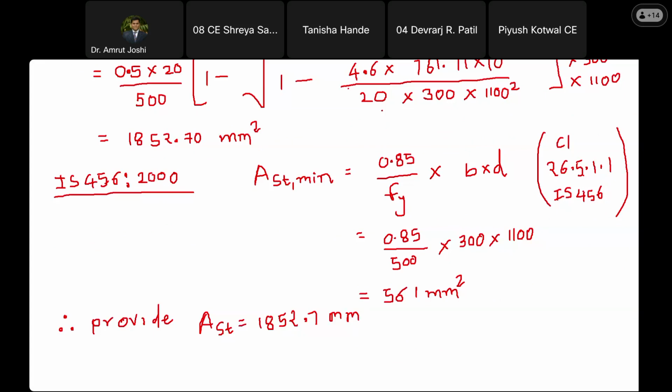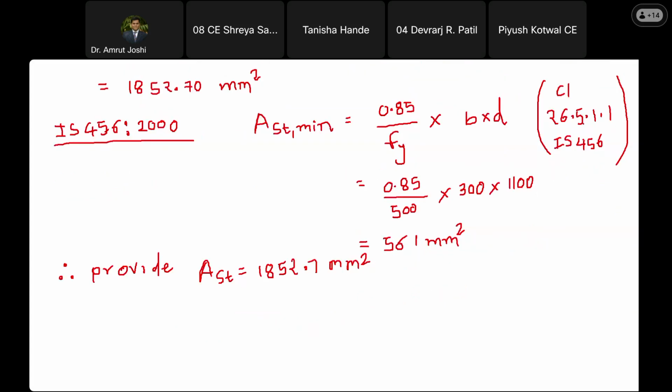Yes, sir. Okay. Now just as we checked that this reinforcement is not less than the minimum reinforcement, similarly we should check that this reinforcement is not more than the maximum reinforcement. Are you with me? Yes, sir. So we have to now check whether IS code gives us the maximum reinforcement that is allowed in beam. Are you with me? Yes, sir. So let me check the clause and give it to you directly.